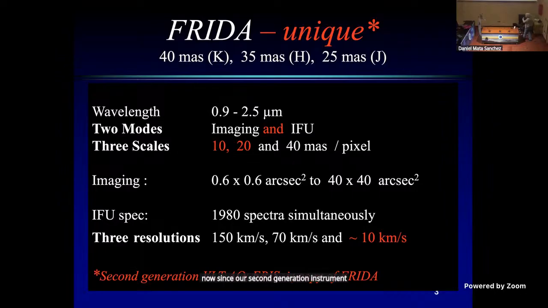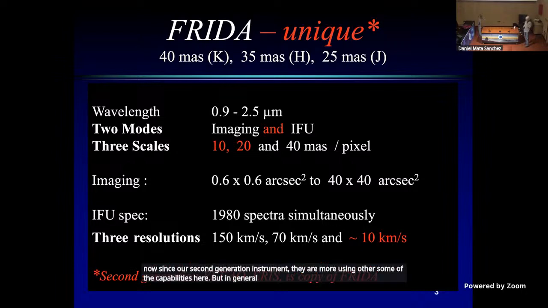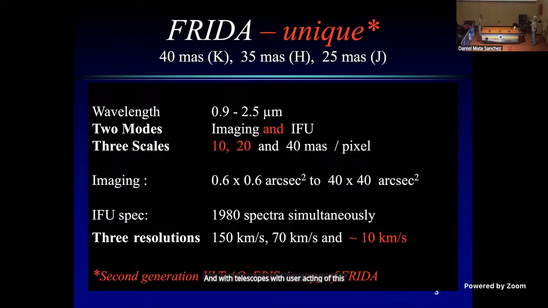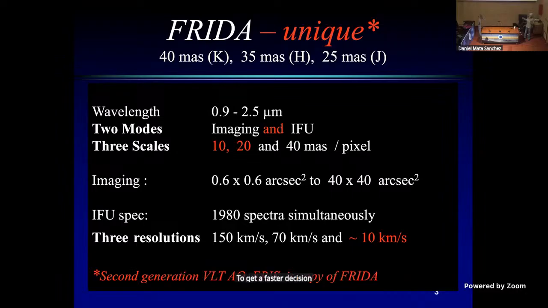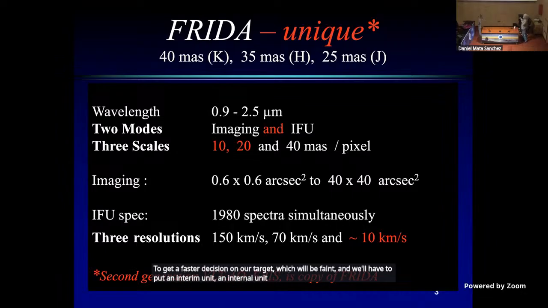They use some of these capabilities, but in general, the instruments on the market on the big telescopes that use adaptive optics are either a camera or an integral field unit. And in FRIDA, we have both. That is very important because the camera will allow us to get a faster acquisition of our target, which will be faint, and we'll have to put it in the integral field unit, which working with adaptive optics will have a very small field of view. So this will make our acquisition very fast and our observations very fast as well.